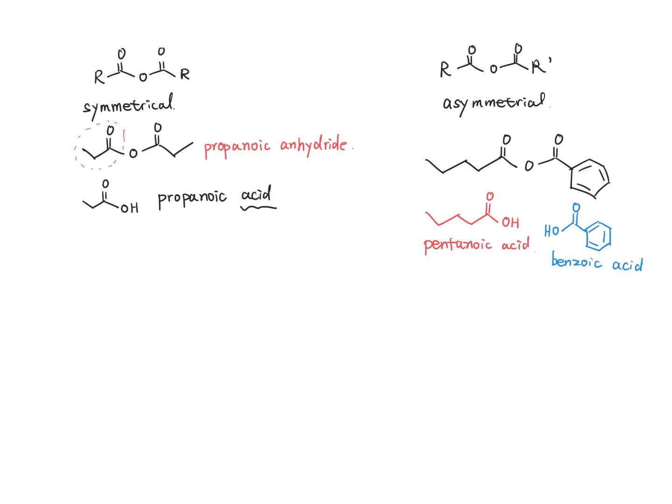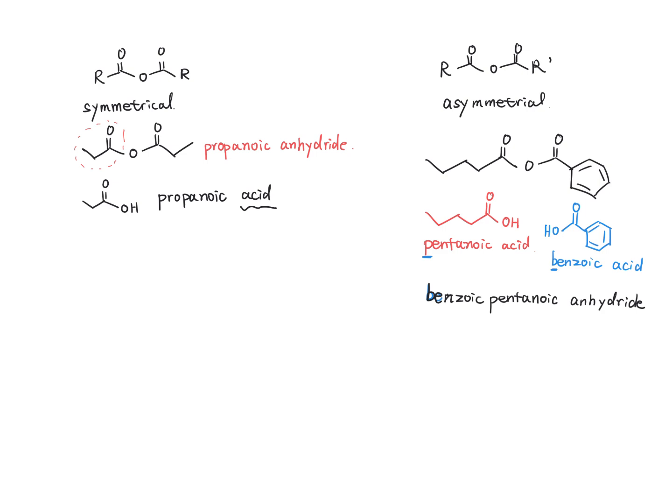Now we are going to put these two pieces of information together. We are going to follow the general rule to show what those two R groups are. So the first one is benzoic. We are going to follow the alphabetical order. So we have benzoic, and then pentanoic, anhydride. So basically, you're telling the audience what carboxylic acids this anhydride comes from, and in alphabetical order.